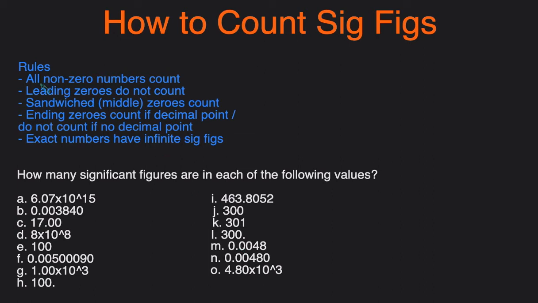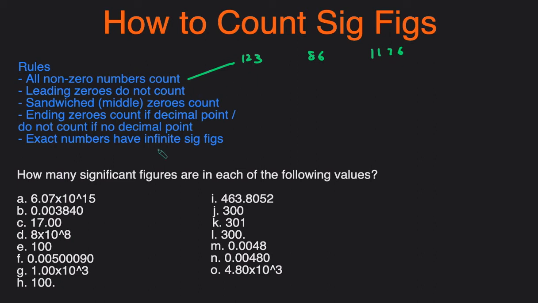So the first rule is that all non-zero numbers count. So for example, if we have 123, then that'll be 3 sig figs because these are all non-zero numbers. Likewise, if we have 86, this is 2 sig figs because that's 2 non-zero numbers. If we have 1176, that'll be 4 sig figs. So all non-zero numbers will count.